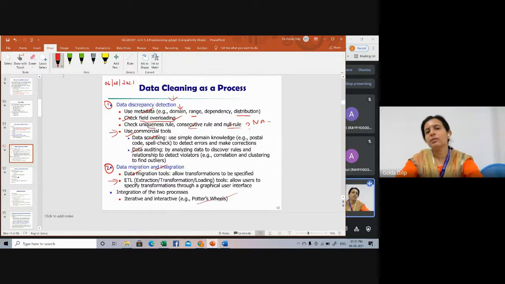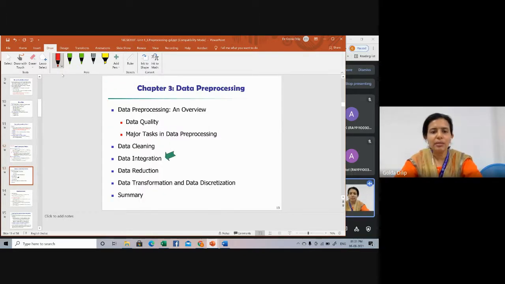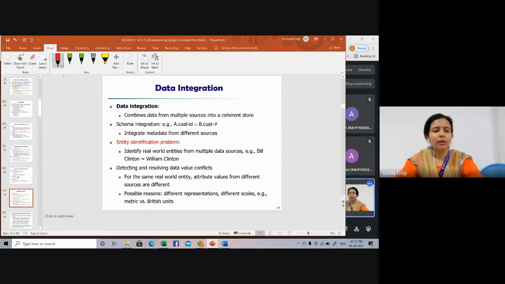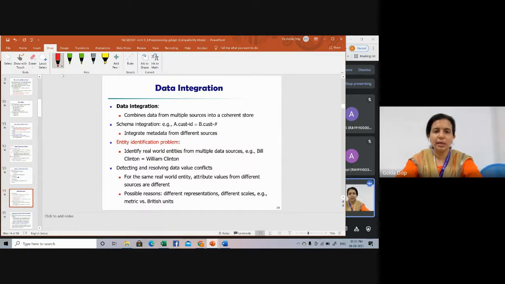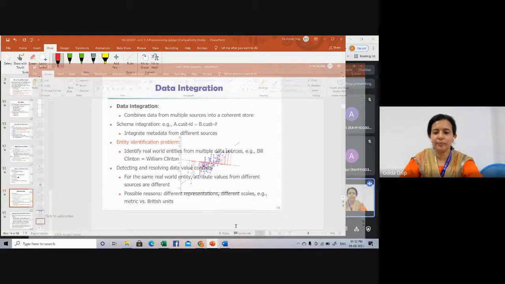Next, we have got done with data cleaning. So next is data integration. We have completed the first step in data pre-processing. The second step is what is called data integration. Why do we need to go for data integration?